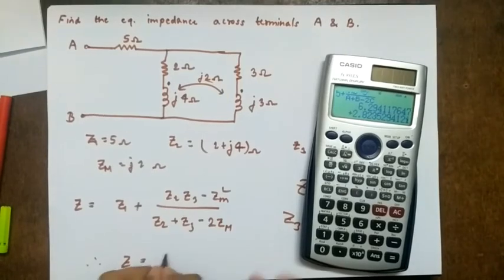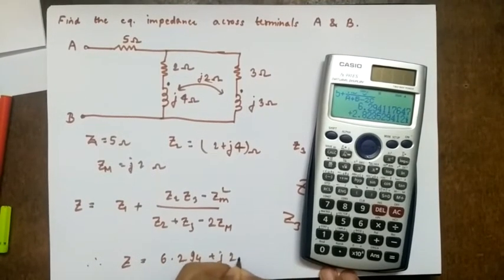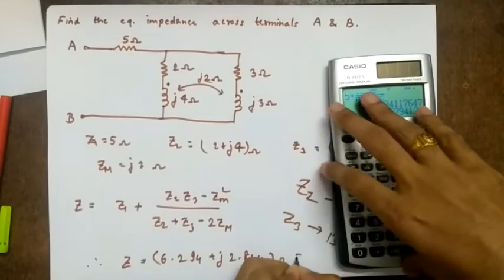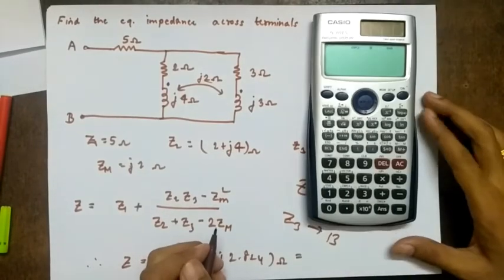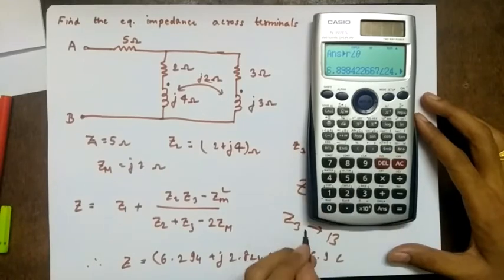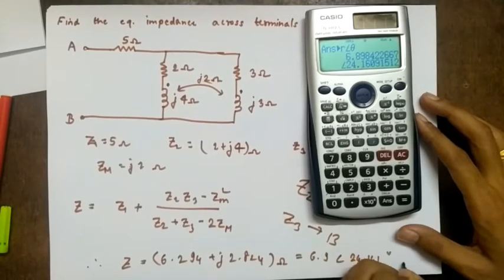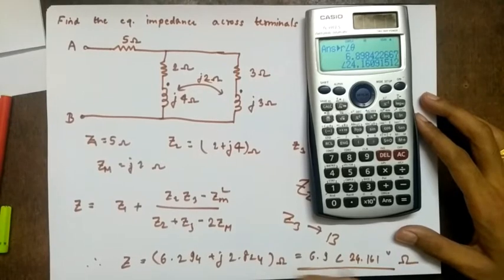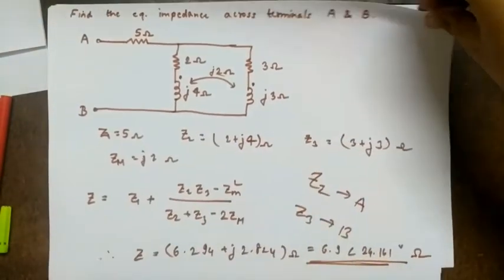So this is 6.294 plus J2.824 ohms. If you write it in polar form, shift 3, so 6.9 angle 24.161 degrees. What is the unit? Ohms. Right, so this is the final answer. So this is the way you have to solve the example.